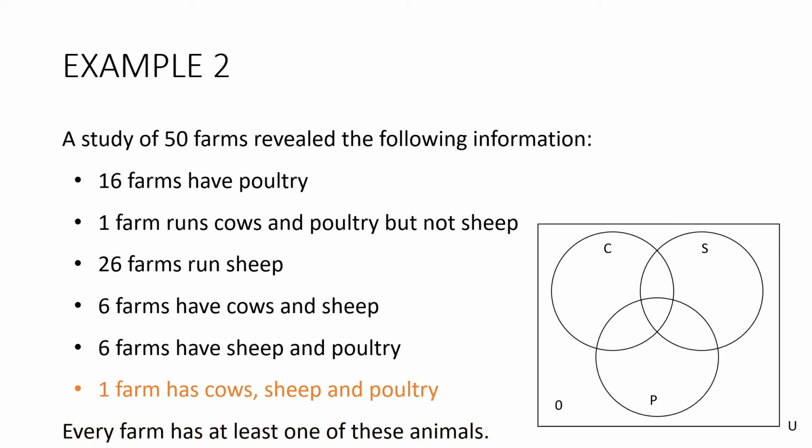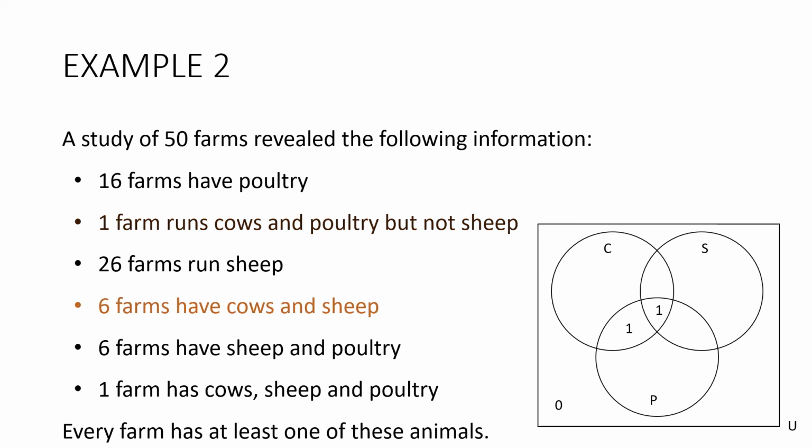Now let's look at this one. One farm has cows, sheep, and poultry. That's the overlap here. Now we could do this one, or this one, or this one. Doesn't really matter. Let's try this one. One farm runs cows and poultry, but not sheep. Cows, poultry, not sheep. So that's in here. 1 goes in there.